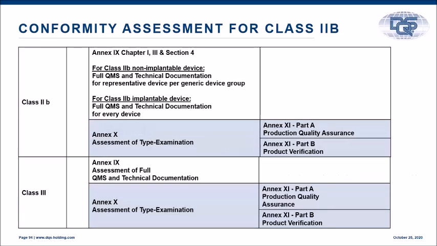Class 2B, these are all the conformity assessment routes that are available. And for Class 3, it is full type examination which will be there. And for Class 2B, there is a category, Class 2B implantable device. Mostly the orthopedic implants come under Class 2B. So those are all Class 2B implantable devices. Though it is put as Class 2B implantable, the requirements are more or less the same, and the assessment method and all are more or less the same as for the Class 3 product.